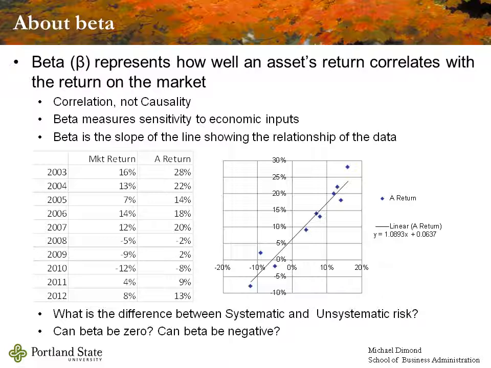The points are going to be plotted, and we're going to find what the best line is that fits that. Now, in statistics, you figured out the best fit line and the least squares model and things like that. You're not going to have to compute that specifically, but you need to understand that beta is the slope of that line. You can use Excel to plot the results on a scatter plot and tell it to put a linear trend line on there and show you the formula for that line, which is what I've done with this chart, where it says linear for A return.